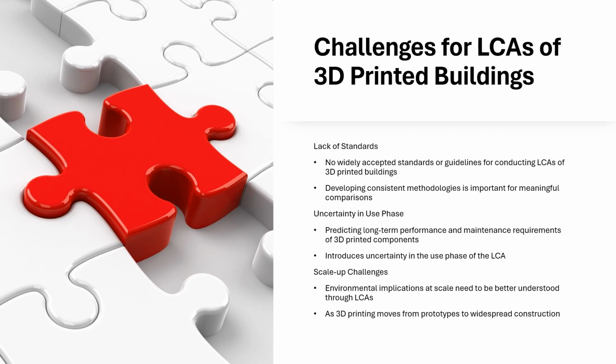Here are the second set of challenges that impact 3D printed buildings, which are lack of standards, uncertainty in the use phase, and scale up challenges. Like we mentioned, this is a new technology that is now coming, so there are no widely accepted standards or guidelines governing the use of 3D printed buildings. It's kind of a free reign system right now, so that can present a challenge because anyone can design how they want, what they want, when they want, without any regulated guidelines.